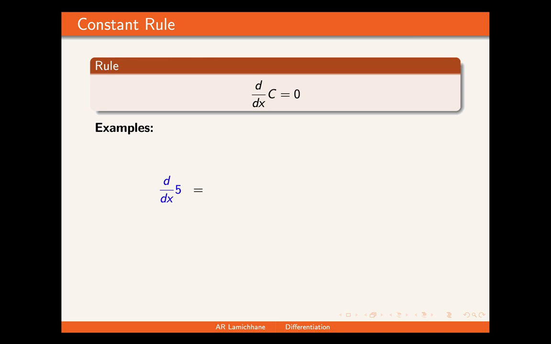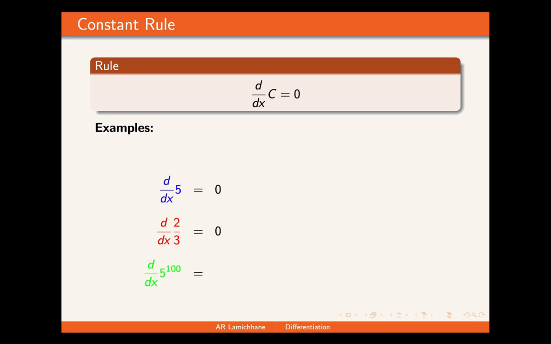In this example, you can see that we have been given 5 as a constant function. So the derivative of this constant function with respect to x, by this rule, is actually 0. In a similar way, the derivative of 2/3 with respect to x will be again 0, right? Why? Because 2/3 is a constant function.